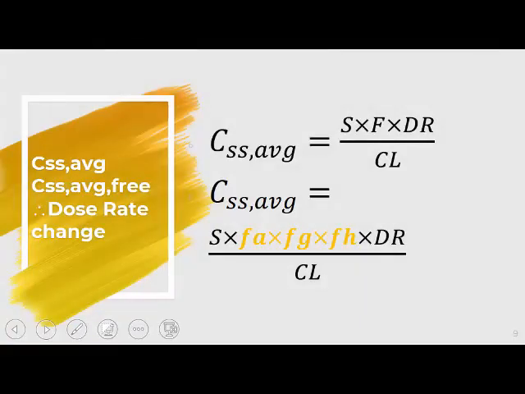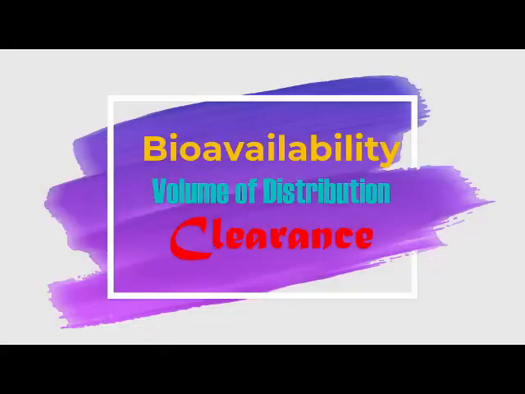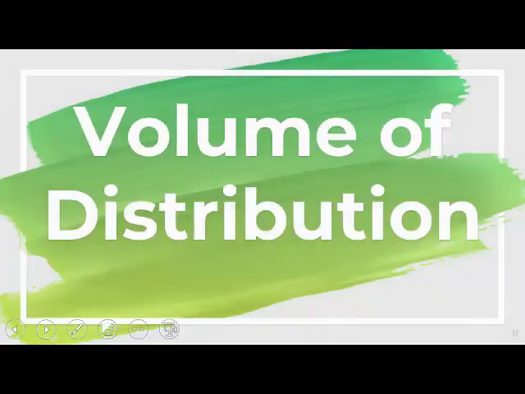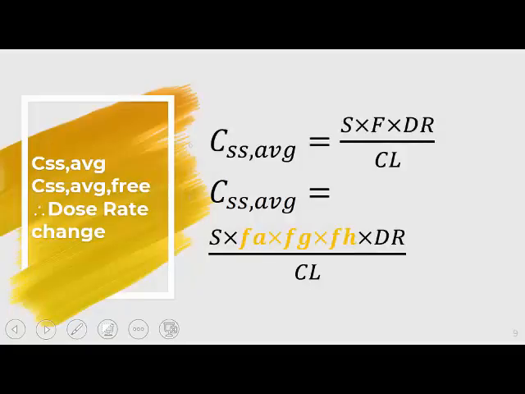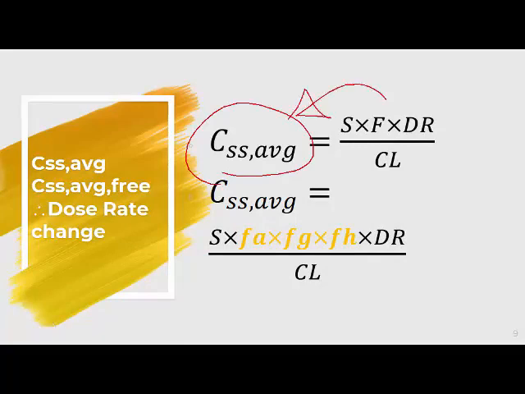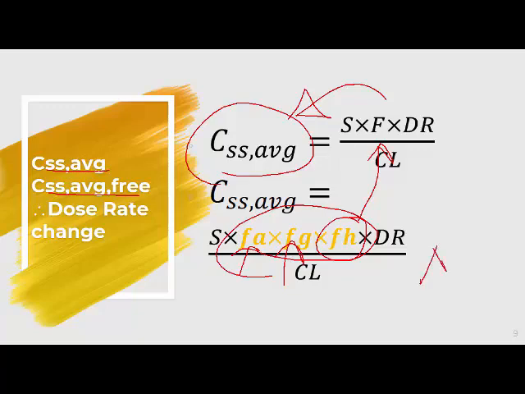Well, it determines, as we know, CSS average. Bioavailability determines CSS average. We can just plug this in for our F there, can't we? And if we know what the FH is, we can plug that in. There will be things that still can affect FA and FG though, right? So it determines CSS average and CSS free. If we want free, we just multiply this whole thing times fraction unbound, right? So therefore, bioavailability may result in dose rate changes.